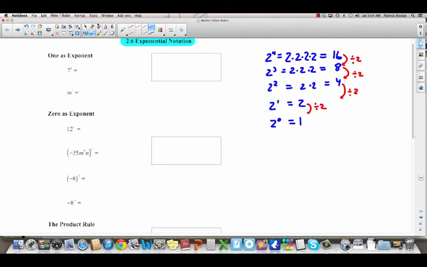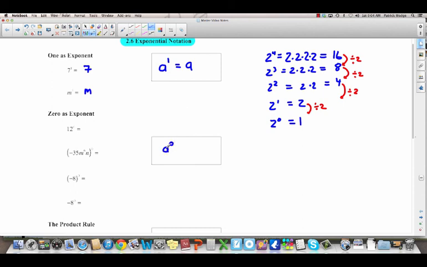So let's write this down. The way we can write the rule for an exponent of 1 is that a, where a is any number, a to the 1st power is equal to a, right? 2 to the 1st power is 2. 7 to the 1st power is 7. m to the 1st power is m. Not too bad, right?